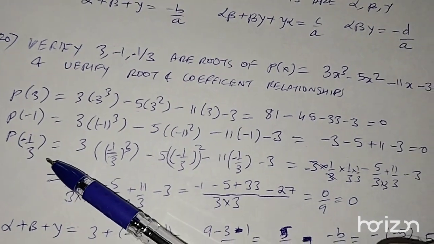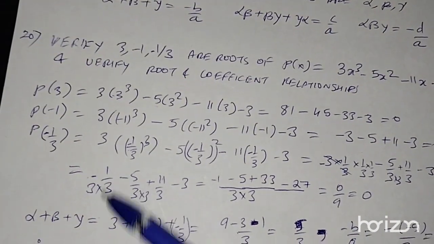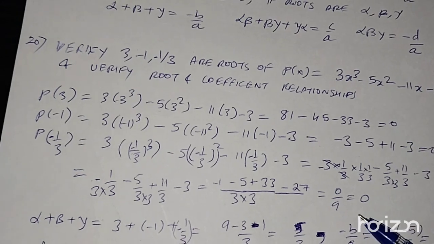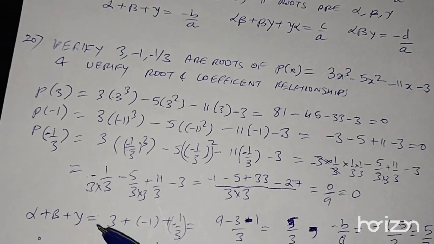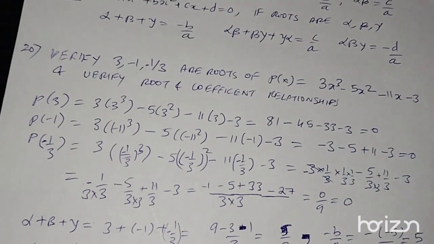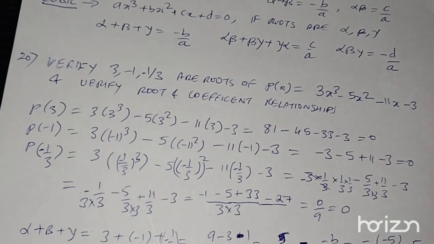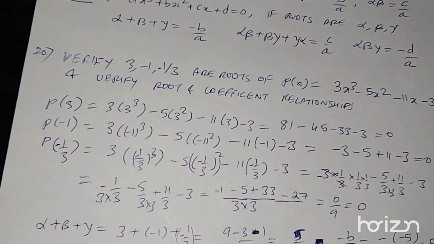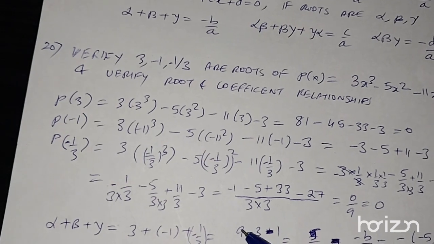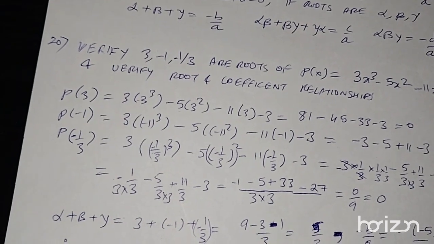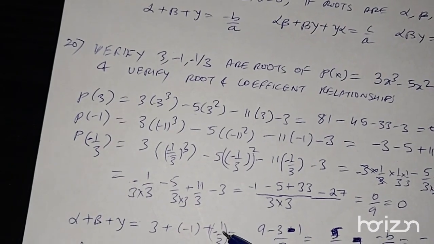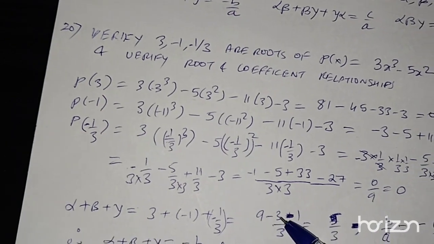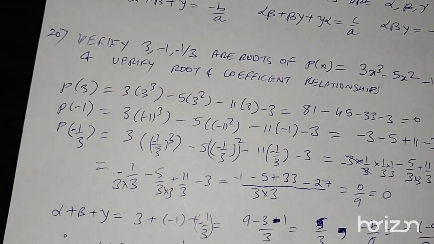Similarly, you can verify that minus 1 by 3 is also a root of the equation. Now, let us check the relationships. If I add these three roots, that is 3, minus 1 and minus 1 by 3, the LCM will be 3. So this will become 9, this minus 1 will become minus 3, and this minus 1 by 3 will remain as is. So 9 minus 3 is 6, 6 minus 1 is 5, so 5 by 3.